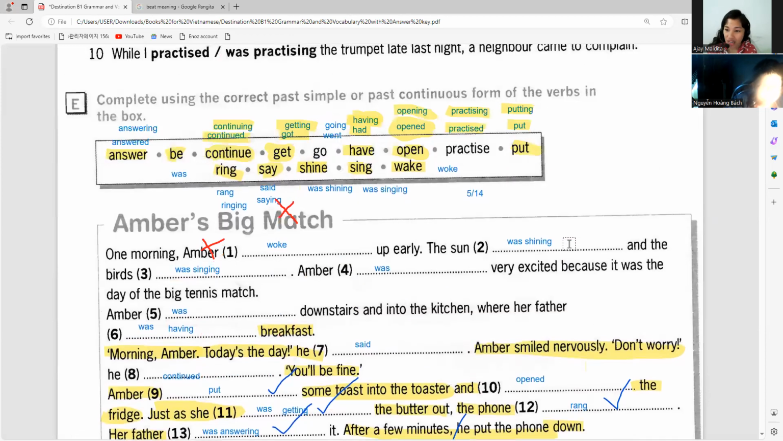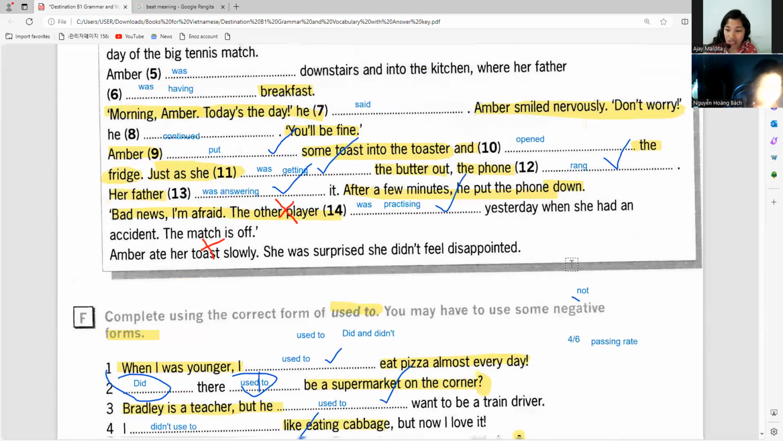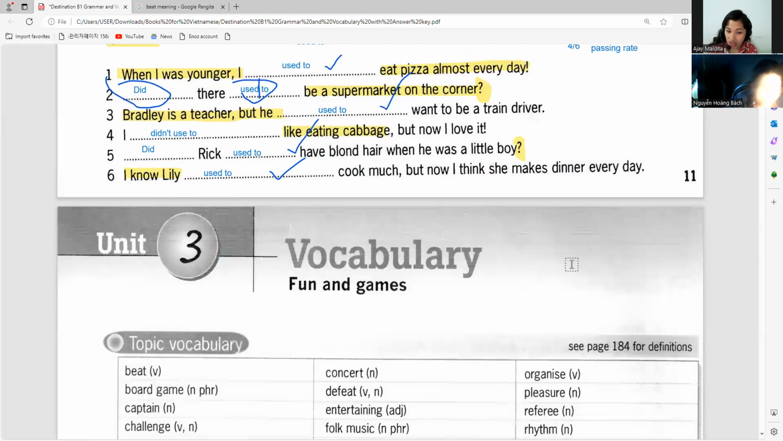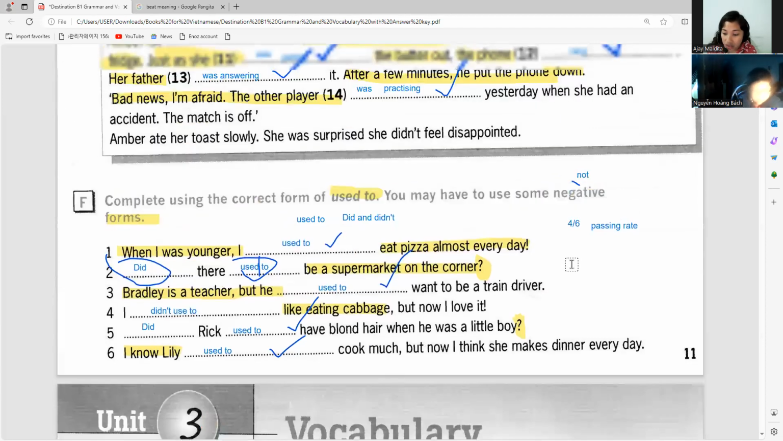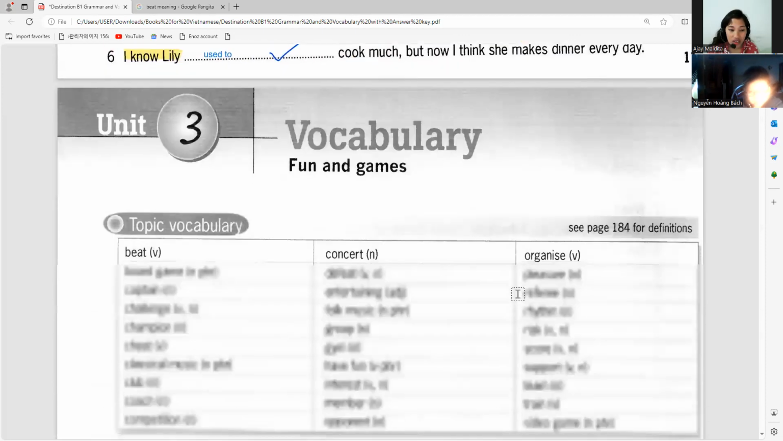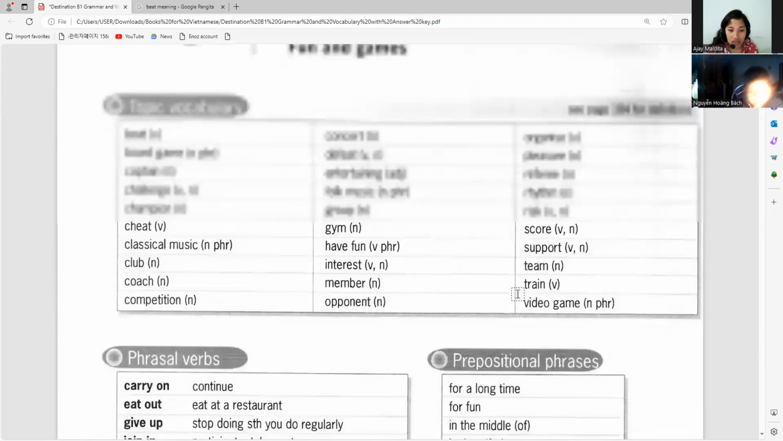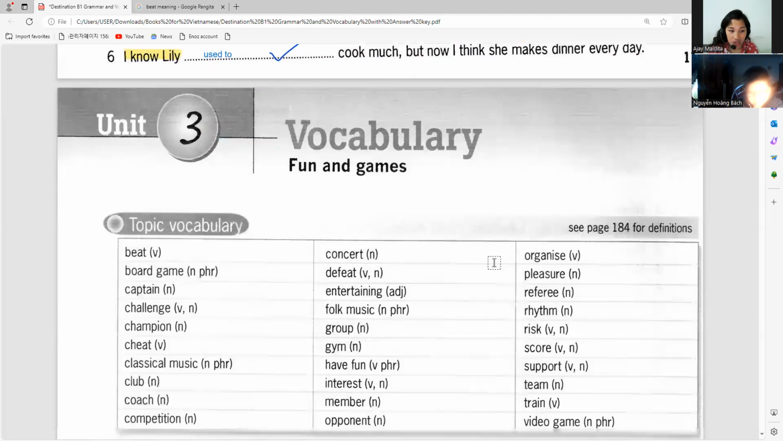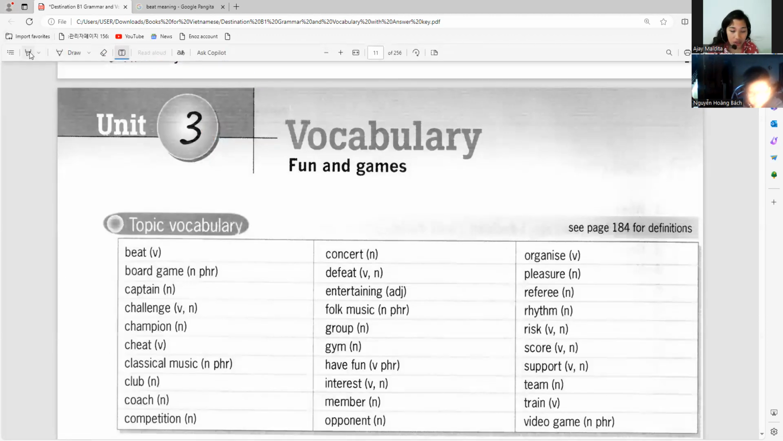So that's all for our activity. Do you have any questions about used to, didn't used to? No. Okay, no clarifications, no questions. So this time, let's move on. Our next page is vocabulary. What is vocabulary?